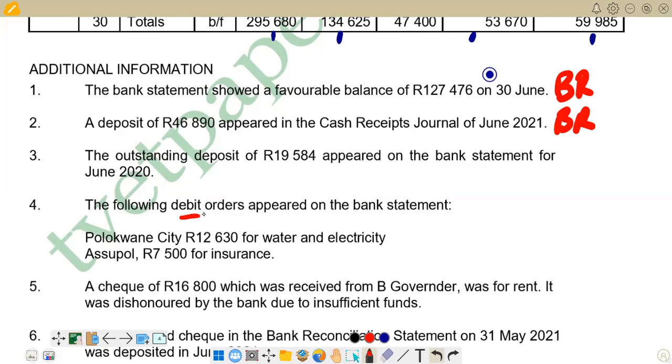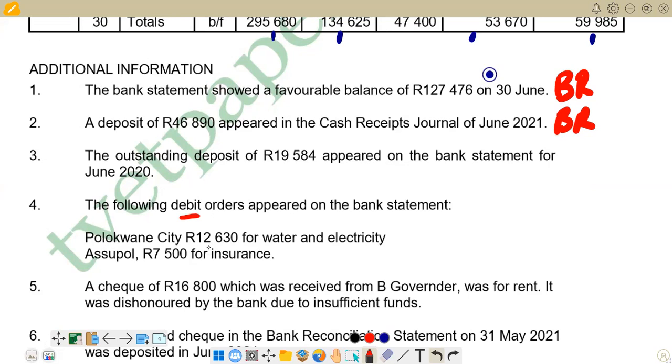Whenever we have a debit order, this is usually processed at the bank and in the journals it won't be appearing. So whenever we have a debit order, it means we have to update it in our journals or in our cash book. So this is what we have. It means we are going to enter this one in the cash payments journal.